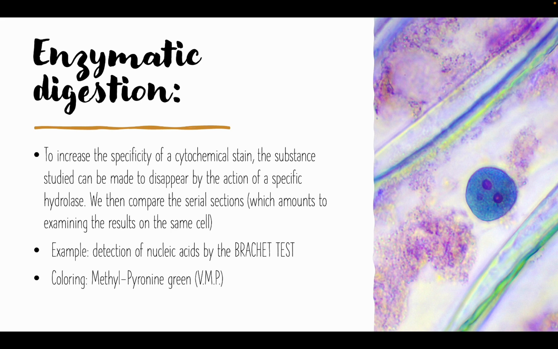So, to increase the specificity of a cytochemical stain, the substance studied can be made to disappear by the action of a specific hydrolase. We then compare the serial section, for example, detection of nucleic acids by the Brachet test, and coloring methyl green pyronine. Let's break it down.